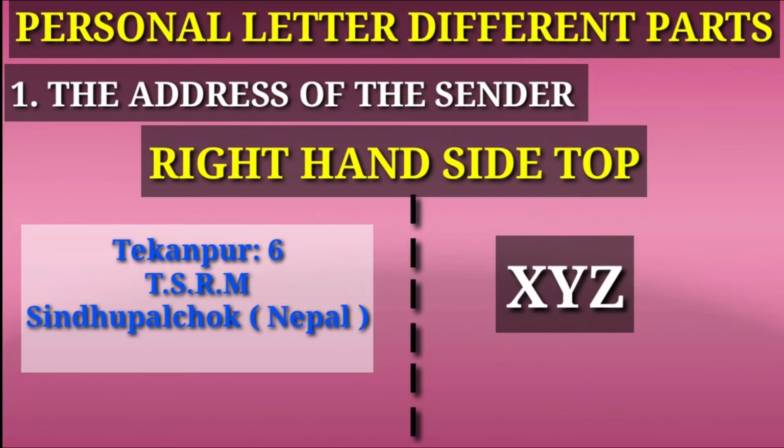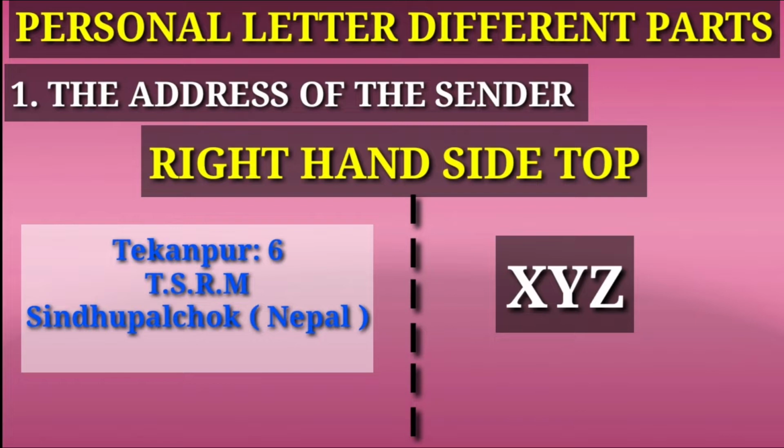Now, the different important parts of a personal letter. Number first, the address of the sender. This part is also called the heading. This part should be written on the right hand side at the top of the page. Here in this portion, you have to write your full address.